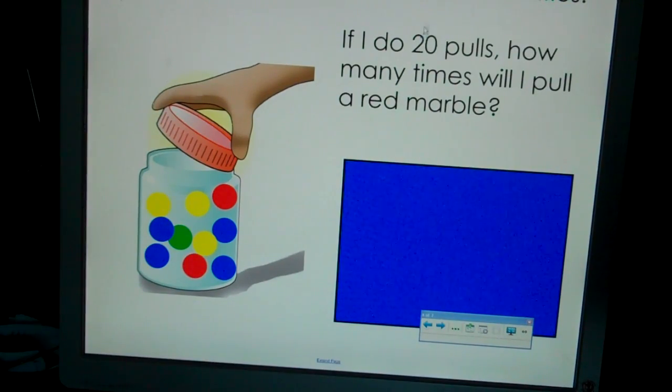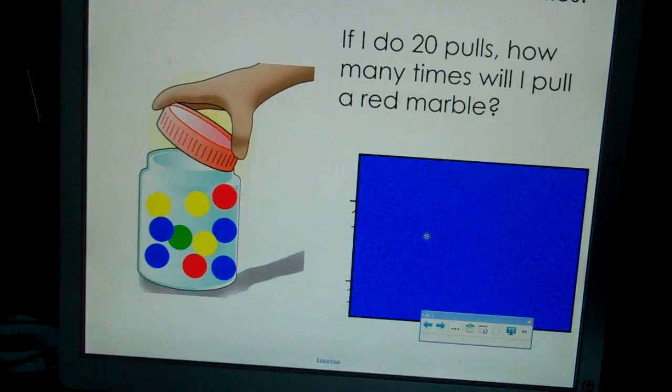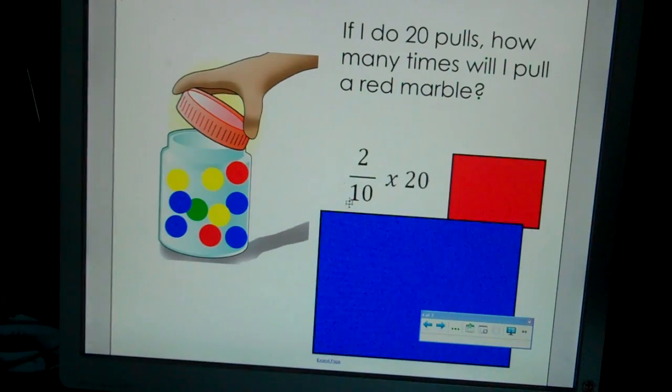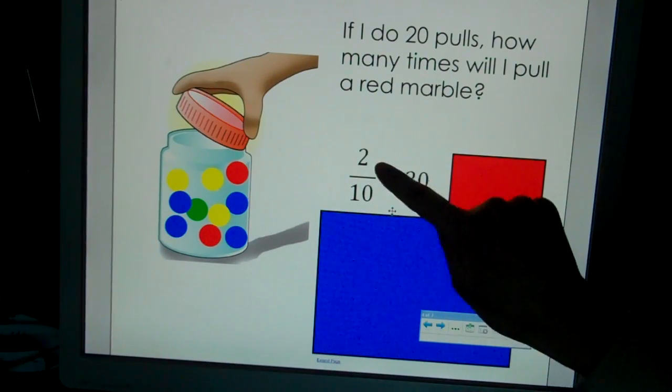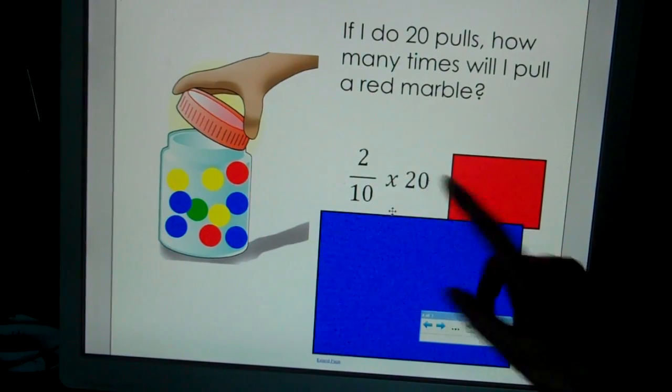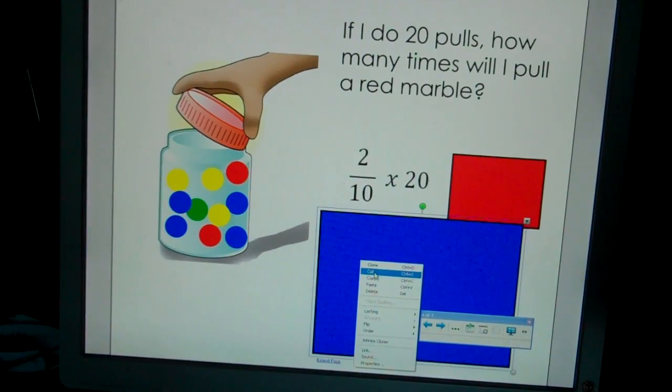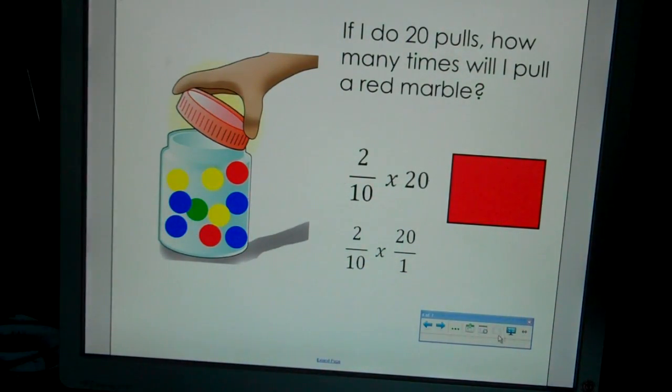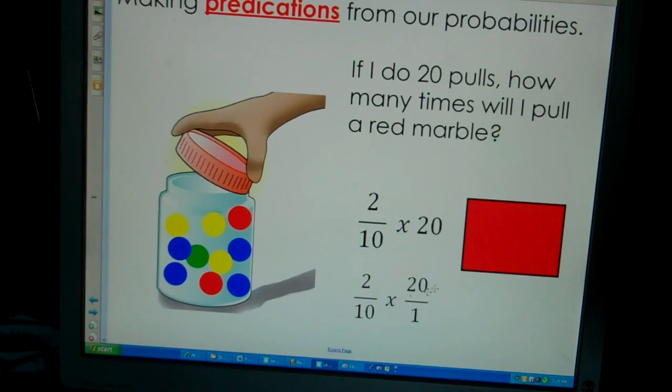Okay? If I'm going to do it 20 times, what do I have to do with this 2 out of 10 and 20? I hope we're saying multiply. So 2 over 10 times 20. Yes, you can type in your calculator 2 divided by 10 times 20. Or we can use our algebra skills and look at this. So we have 2 over 10 times 20 over, why can I put 1 under the 20? Because that doesn't change the value. 20 divided by 1 is still 20.